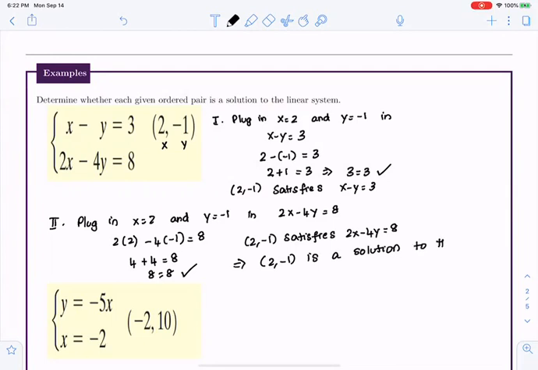A common mistake is oftentimes someone would verify one equation and not the other. The moment it satisfies one, they would end up calling it a solution, but that is incorrect. For an ordered pair to be a solution of a linear system, it has to satisfy both equations, not just one.